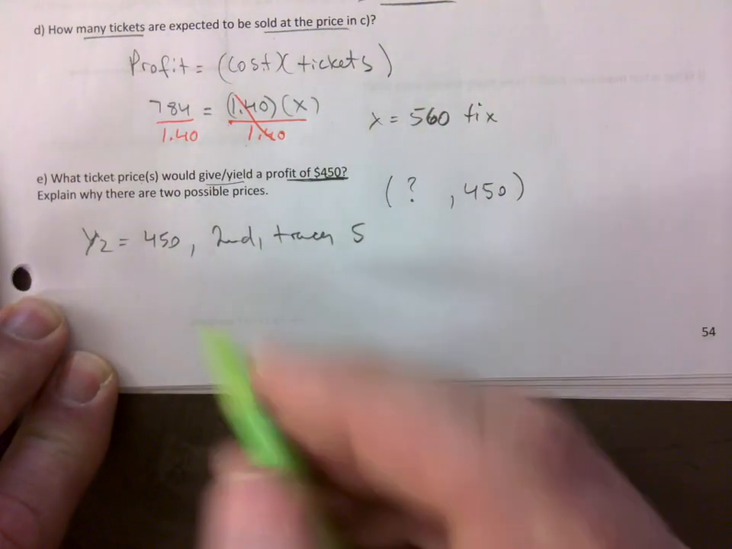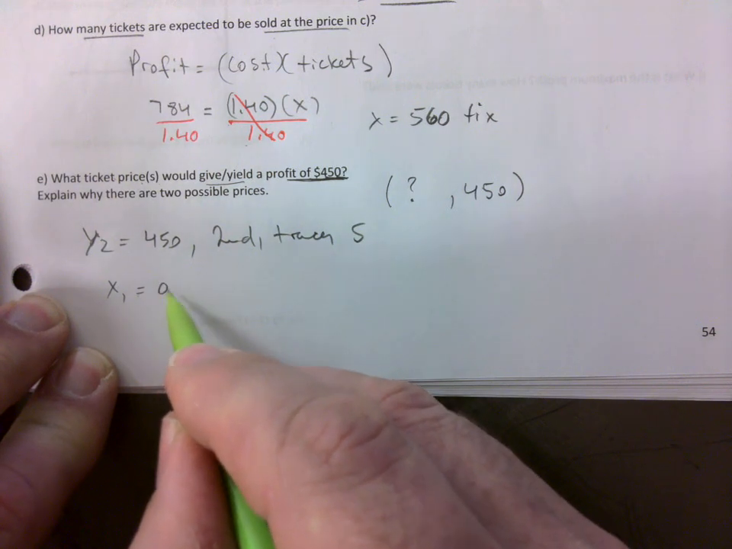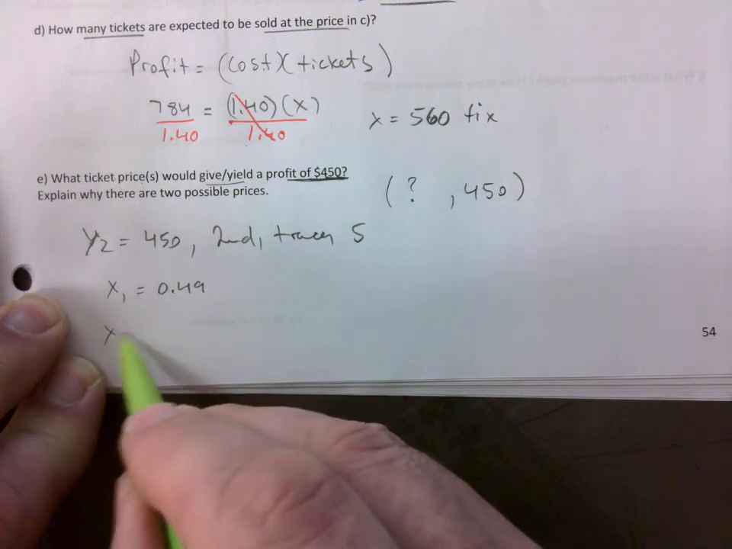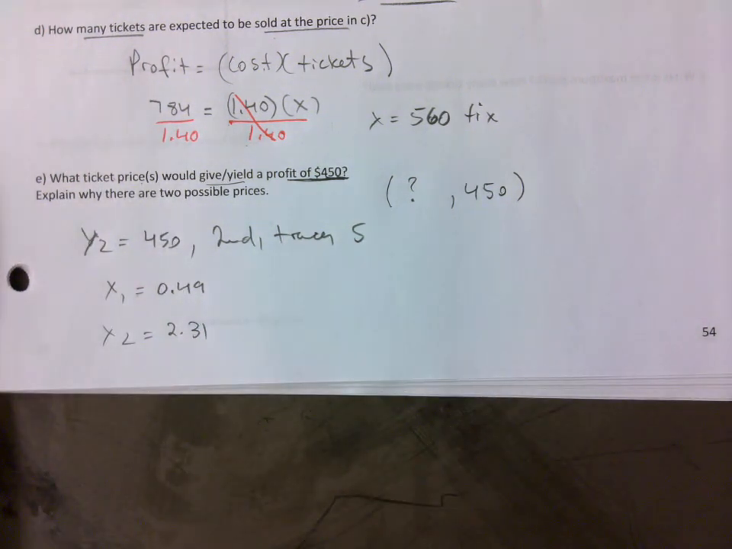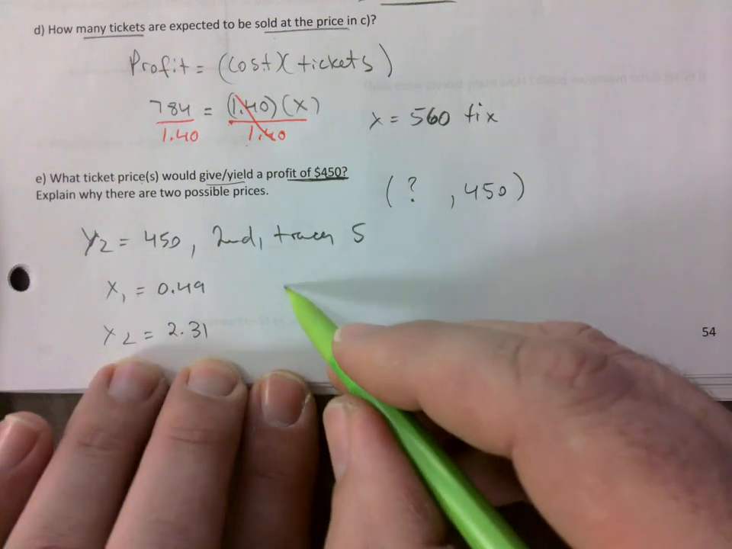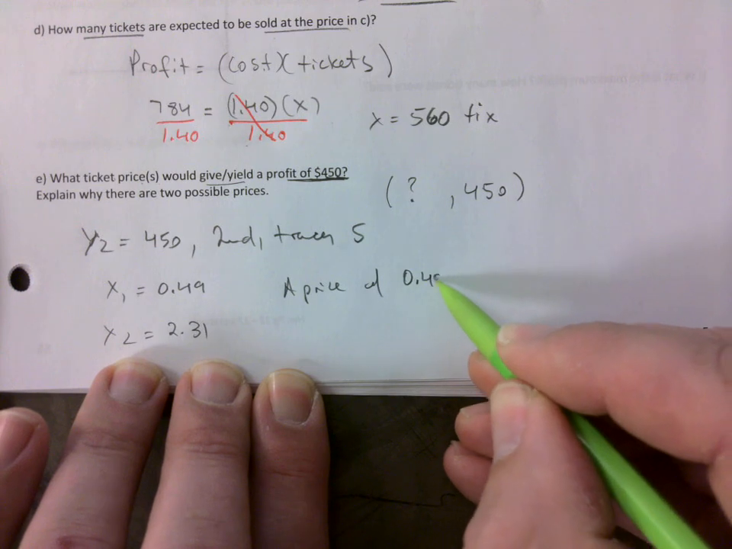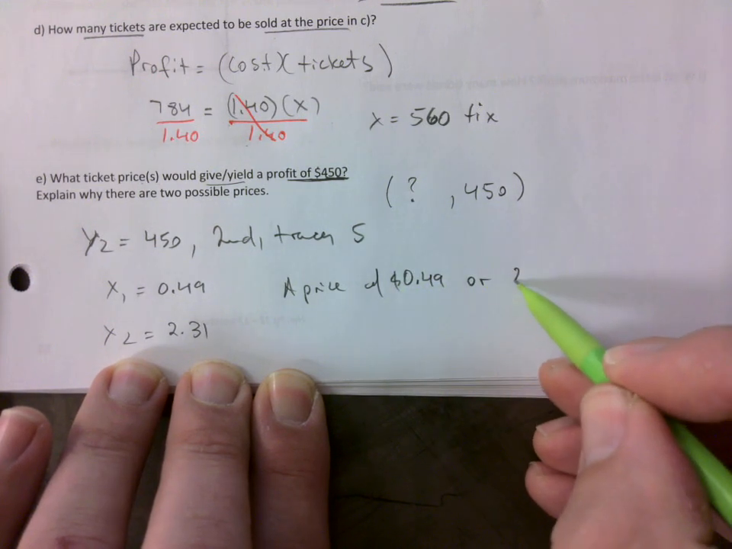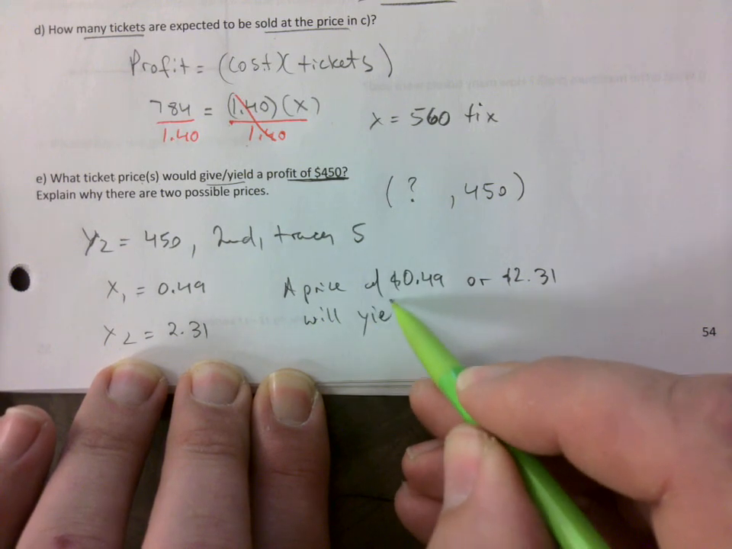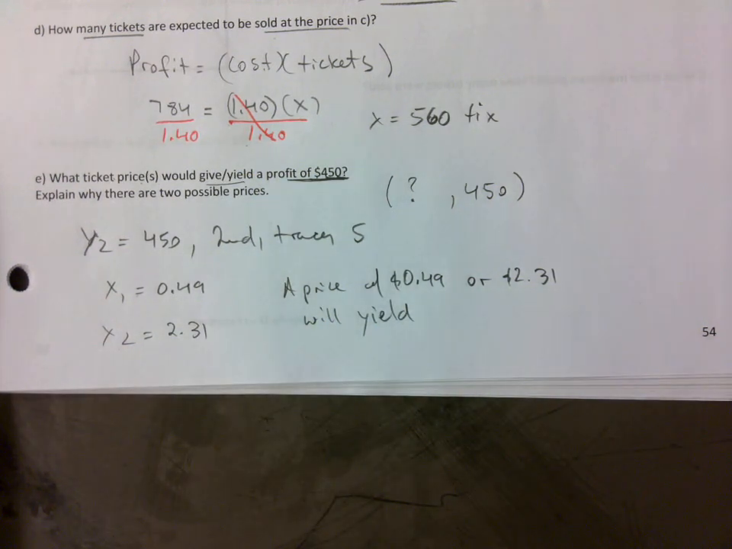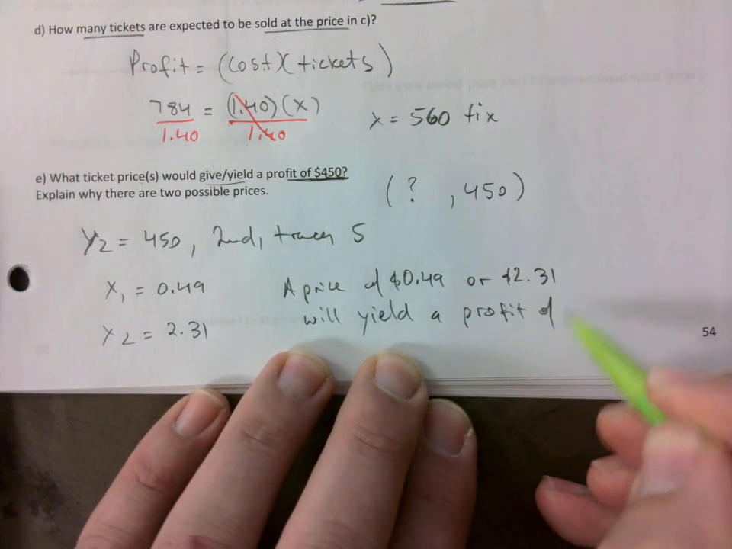I'll just give you those. X1 is 0.49. A price of 49 cents a ticket or 2.31 will yield, that's a weird word, yield means will give a profit of 450.